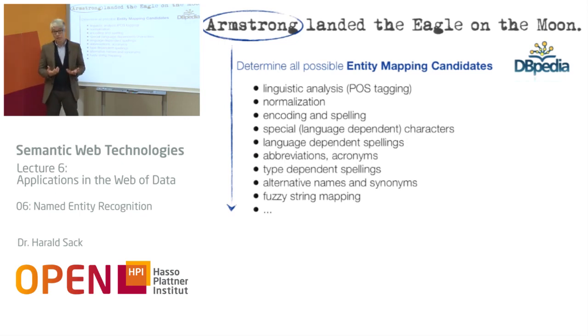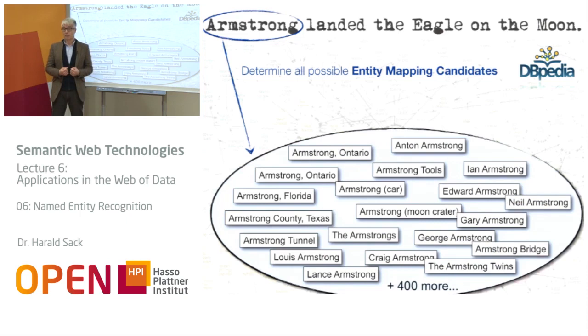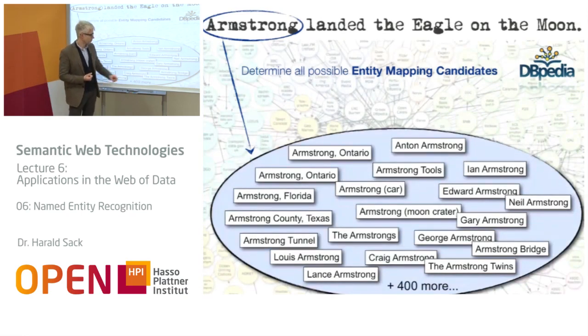So in the end, when you look for Armstrong in the DBpedia and you consider all possible mappings, you will end up with a huge set of entities. There are more than 400 entities that refer to Armstrong. You see here, for example, we have Armstrong, Ontario, which is a location. We have Armstrong, which is a car manufacturer. We have Armstrong County in Texas. We have Louis Armstrong. We have the Armstrong Tunnel. We have Greg Armstrong. We have Gary Armstrong, whoever this was. And we have also, in the end, Neil Armstrong. But we must determine the right one.